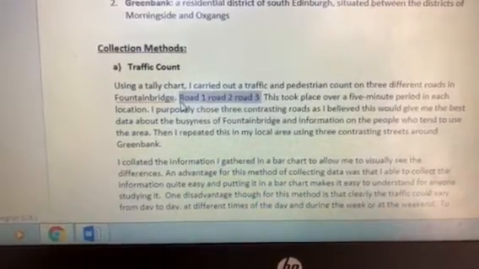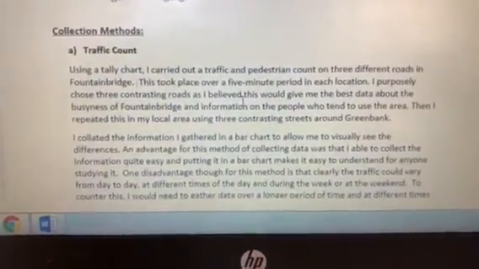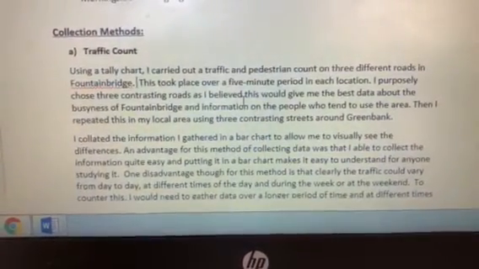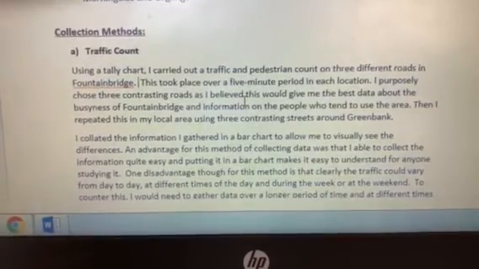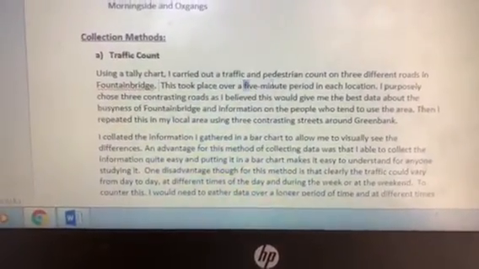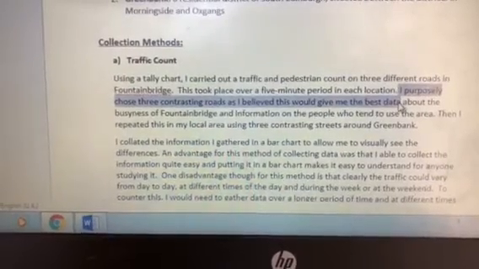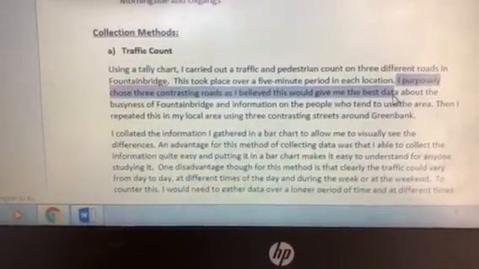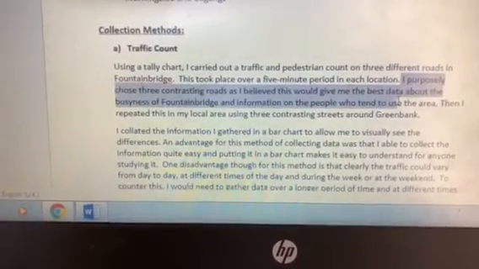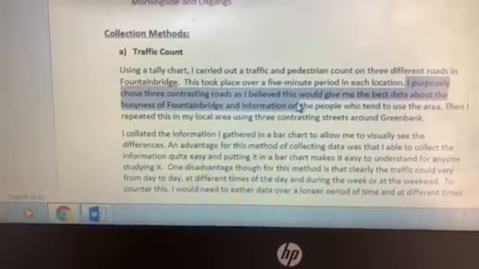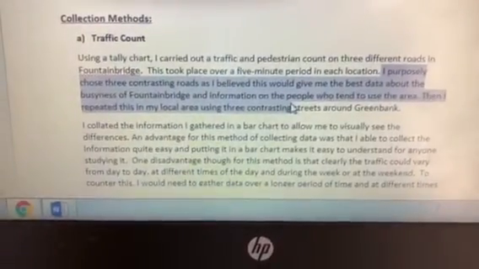Okay? You need to make sure you're adding every single bit of detail in your method, in how you gathered your data. Remember that you're doing intervals in 5-minute periods in each location, and you want to include that information too, because it's part of your methodology. And also notice how this individual is stating why 3 different types of roads were a good way to do it, because they give you a variety of data and give you the most realistic, authentic interpretation of how busy Fountain Bridge is.